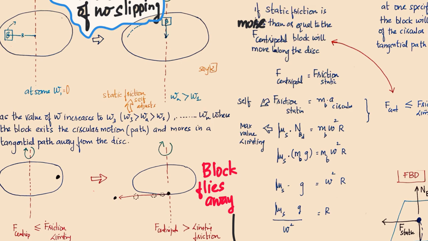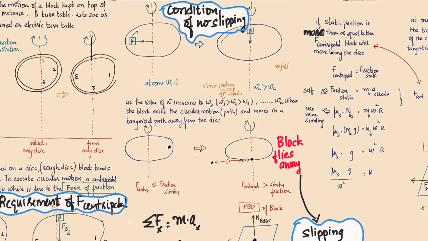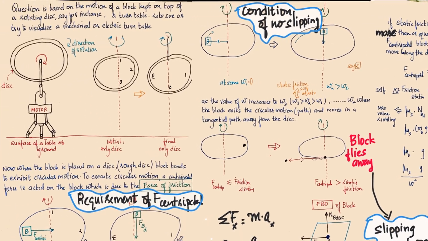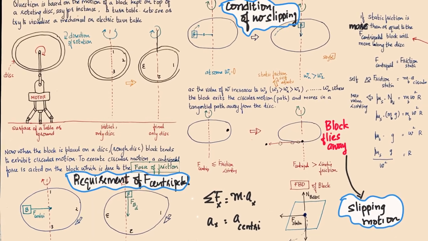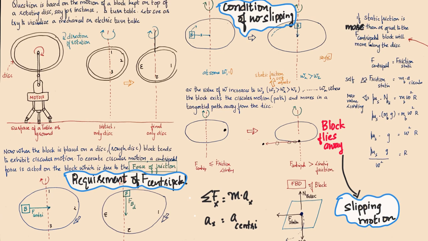Okay, so keeping that in mind, I would like to spend some more time here to discuss the concepts here. So what is it that we have here? Let's try to understand it. Okay, so there is a turntable here which is rotated using a motor. This is the direction of rotation, clockwise.